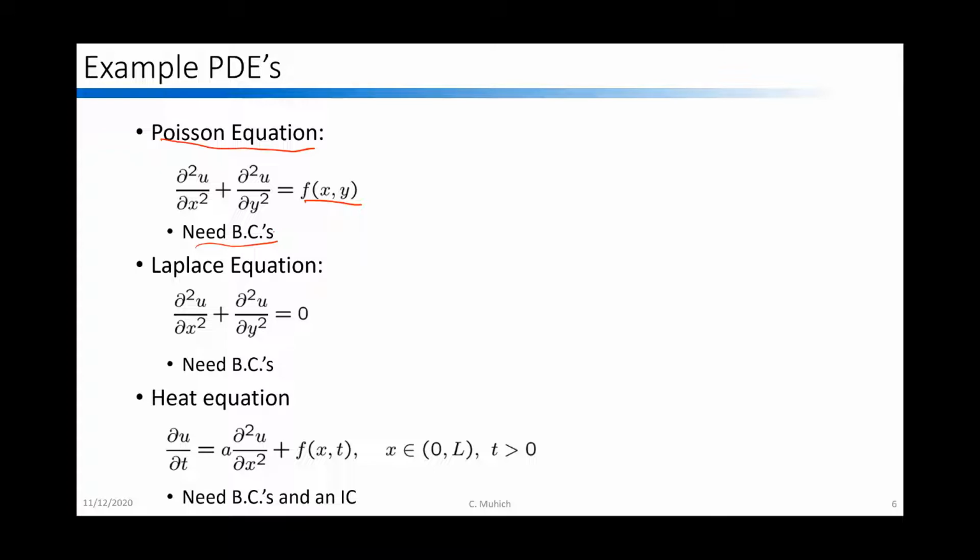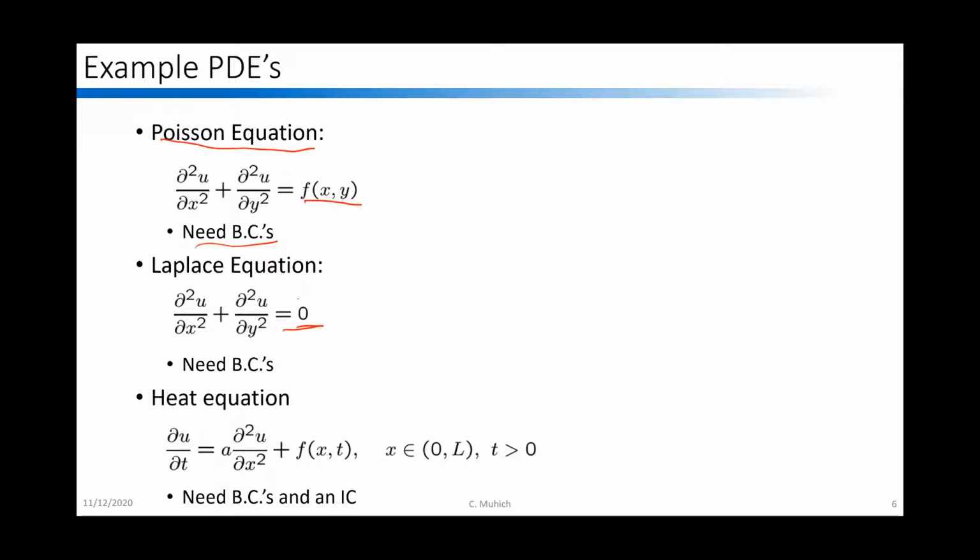We can also have a specific case of the Poisson equation called the Laplace equation, which we see a lot in things like fluid mechanics, that says that the sum of the second partial derivatives is equal to 0. Once again, we're going to need boundary conditions.